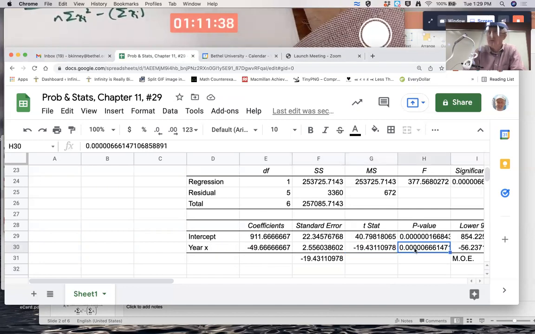And the p-value can be found with technology. You could also use your calculator to confirm the p-value based on n minus 2 degrees of freedom, which would be 5 in this case, 5 degrees of freedom.